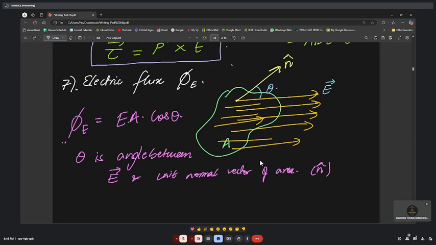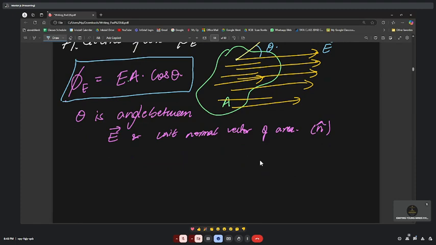And hence we got the formula phi E is equal to EA cos theta, where E is electric field, A is nothing but the area that you are referring to, through which the electric field lines are passing, and theta is the angle between the perpendicular vector of area and the electric field.